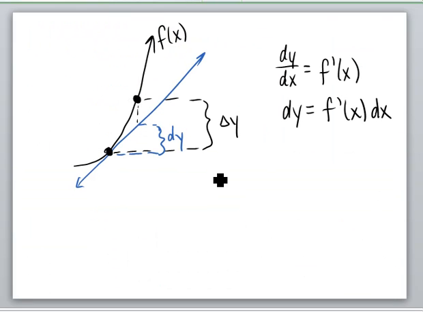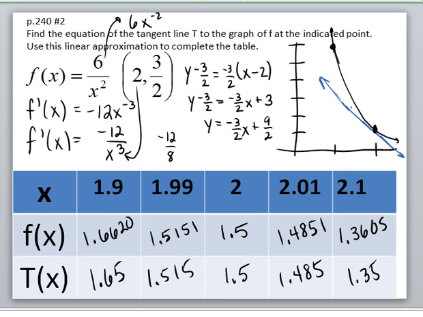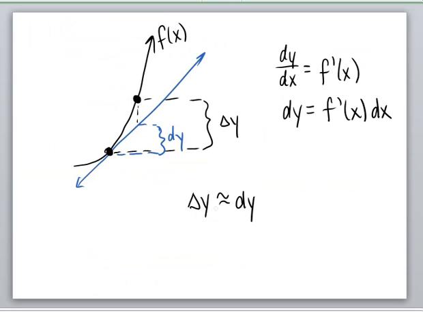What I want you guys to take note of is that the change in y is approximately equal to dy. It's not equal to dy. We saw how these were not equal to each other, but they're close to each other. So the last comment I want to make from this is that dy, since it's approximately the change in y, the change in y is approximately equal to f prime of x dx.